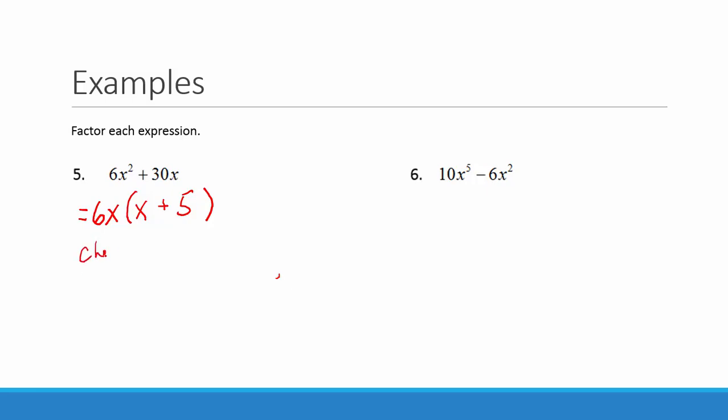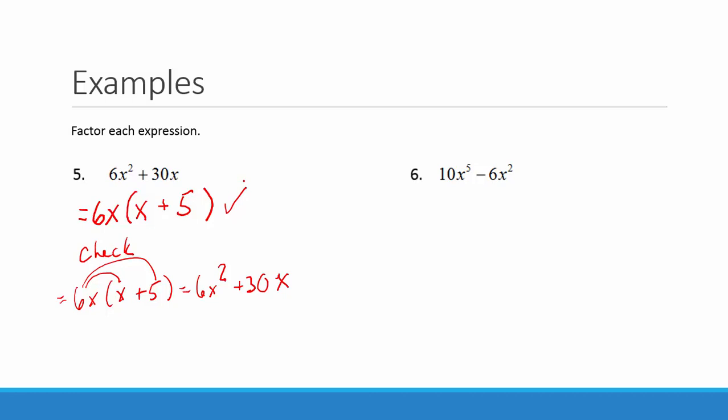Let's check. Multiply 6x through the parentheses. 6x times x is equal to 6x squared. And 6x times 5 is equal to 30x. So this is the correct factored form.